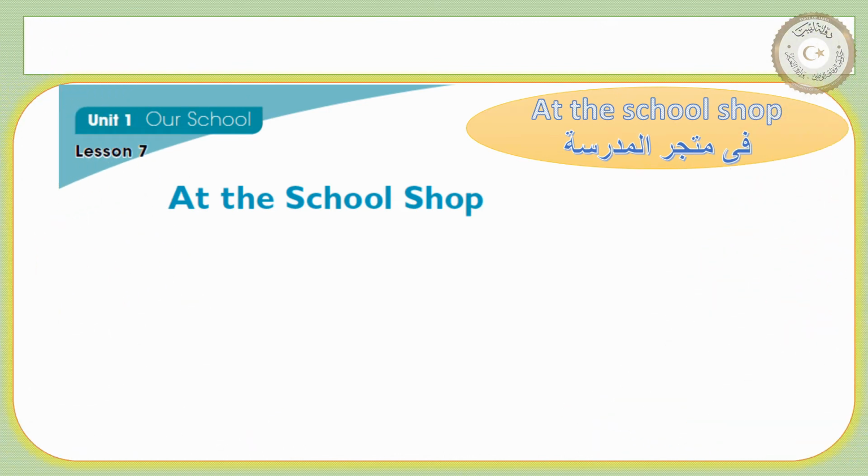Okay, we are still in Unit 1. And today, Unit 1, our school. Today, Lesson 7. What do we have in Lesson 7? At the school shop. So, do you know what you can find at the school shop? Can you tell me? Sandwich? What else? Sweets? Good. So now let us start our lesson.